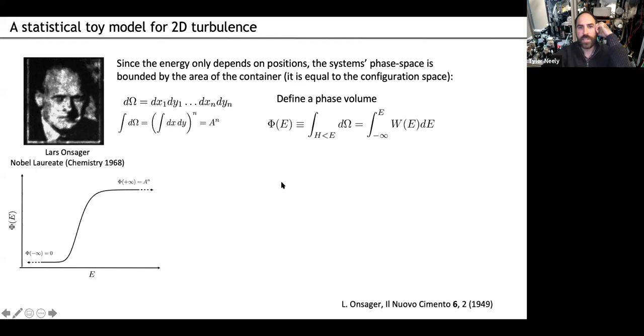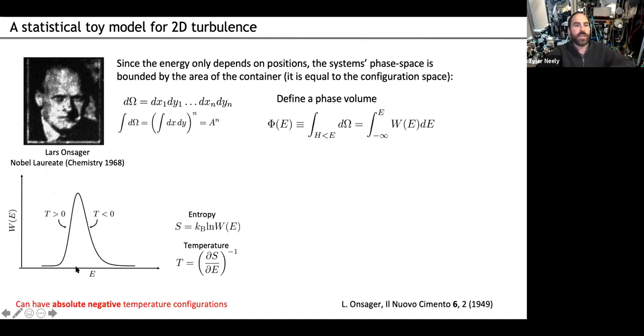Thinking about that system a bit more, if you define a phase volume, which is just saying I'm going to integrate over that phase space for configurations of vortices below some particular energy. And if I look at that integrated function as a function of energy, I get this sort of sigmoidal shape because it has to maximize at this fixed value because of the bounded system. And so if I consider that being the integral of some density of states, you can then plot that out, and you see that it has this maximum and then it decreases as the energy increases.